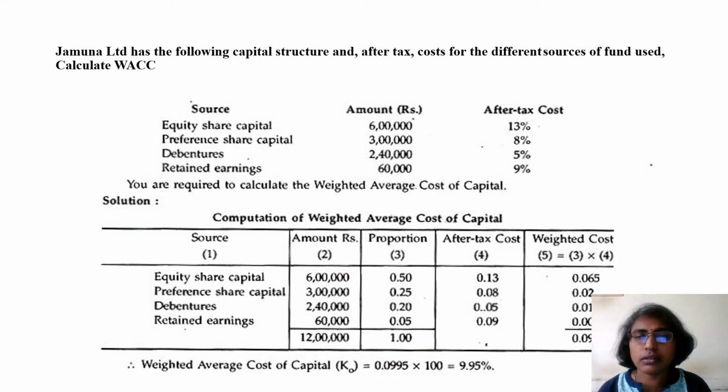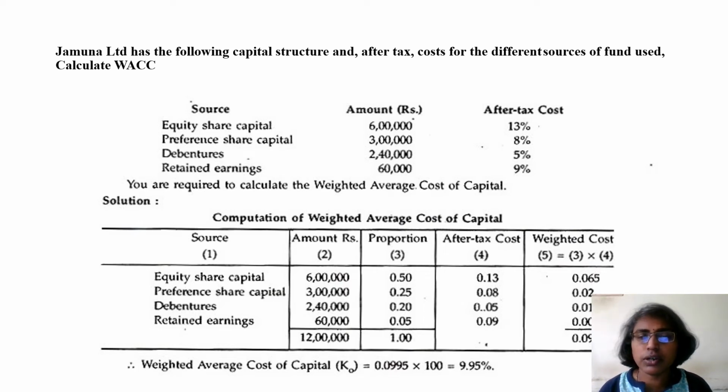So how to calculate is first write down the sources that is given in the problem. So all the 4 sources from which the company mobilized, and how much fund they have mobilized from each and every source. That also should be mentioned in the second column. Then the total of all the amount, the funds which have the source, 6 lakhs plus 3 plus 2.4 lakhs plus 60,000 together comes around 12 lakhs.